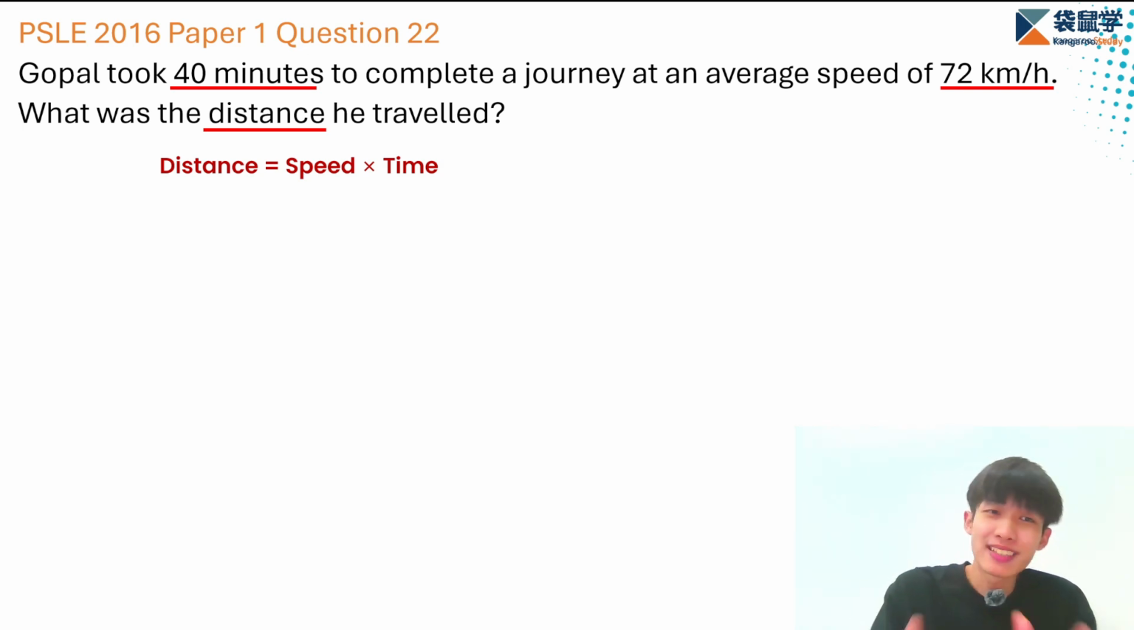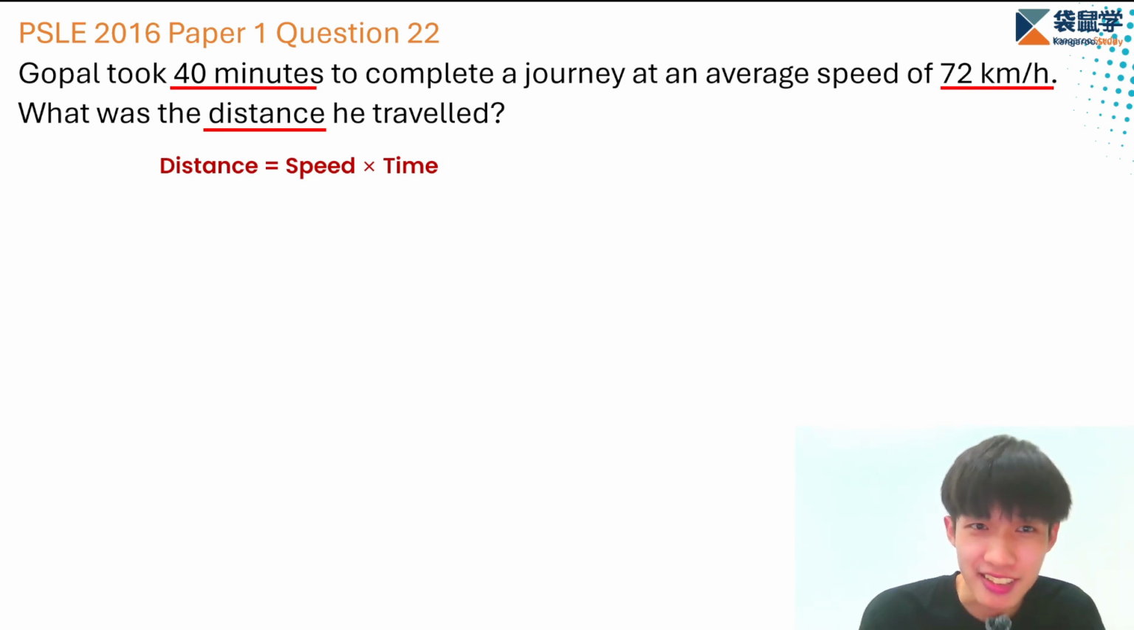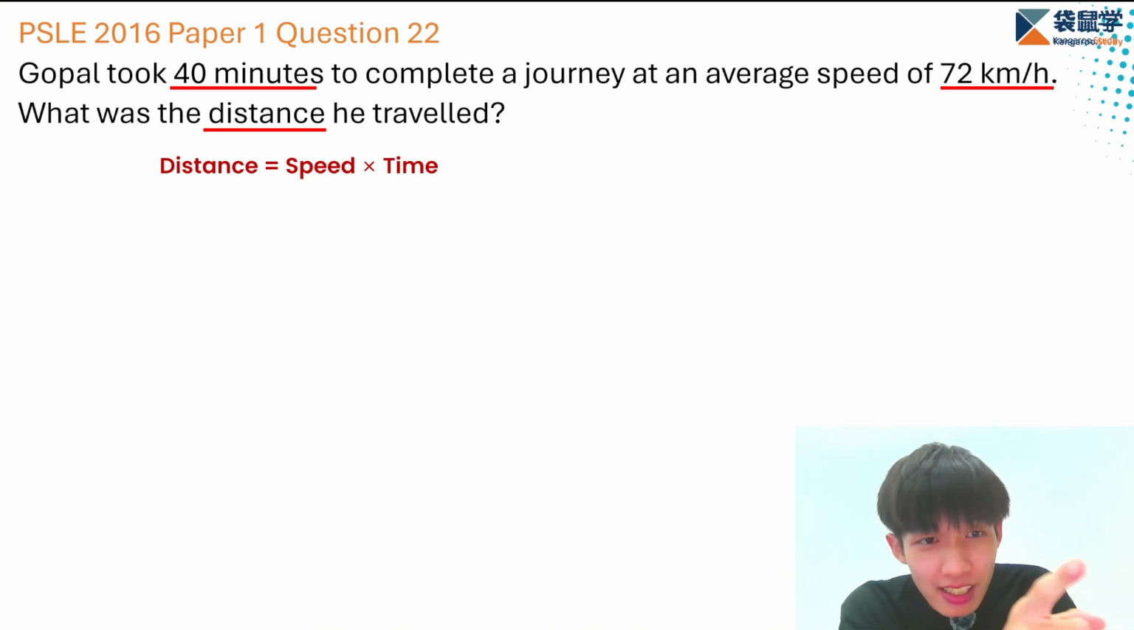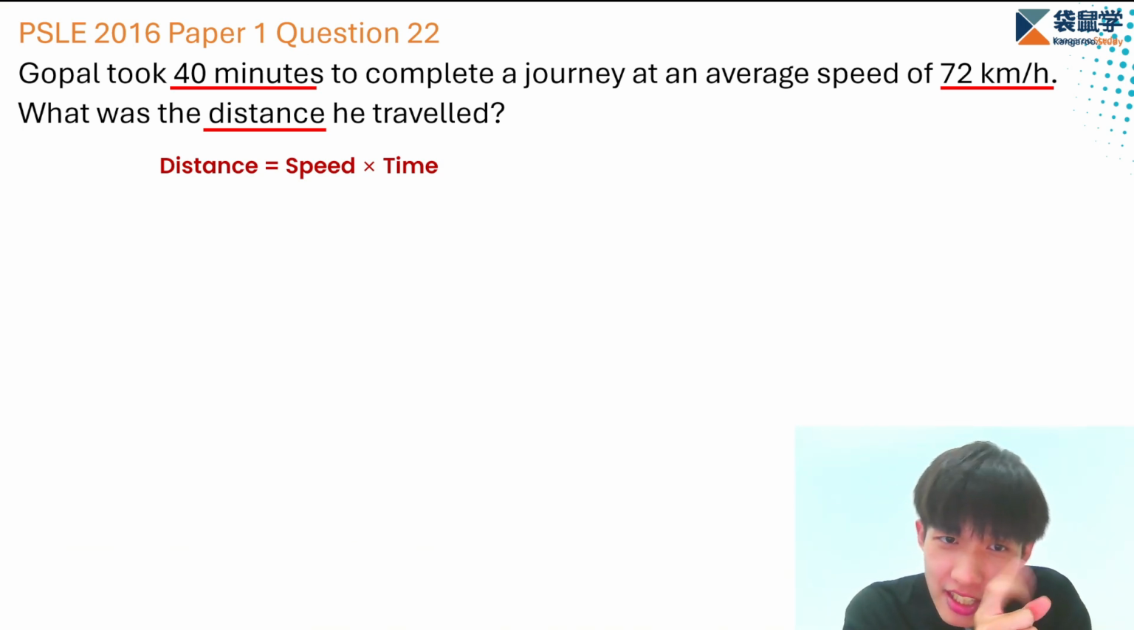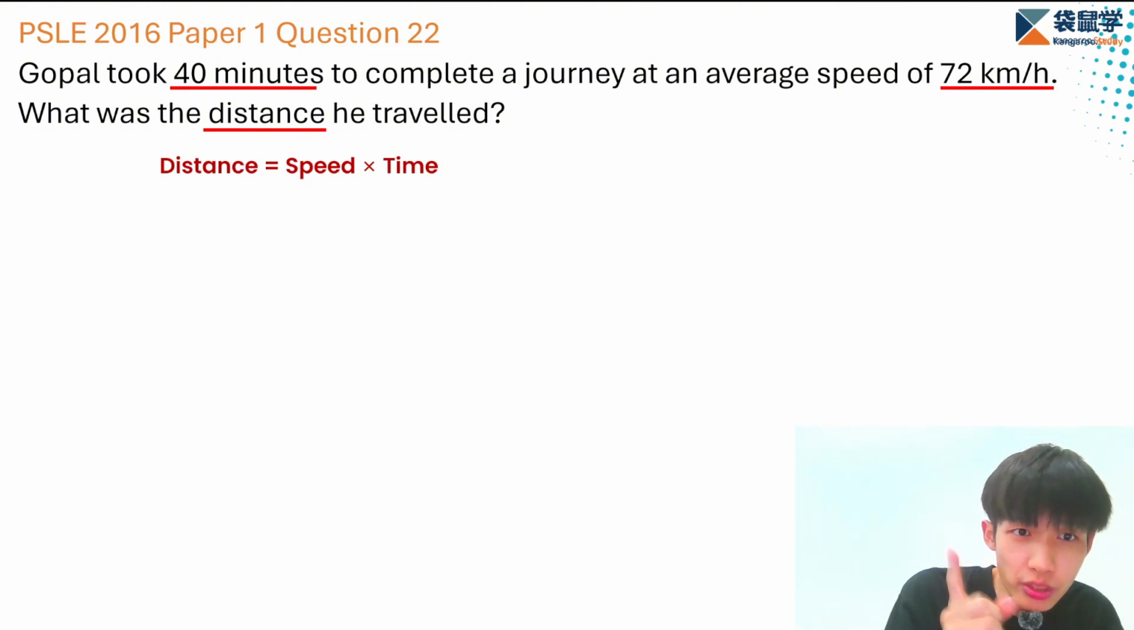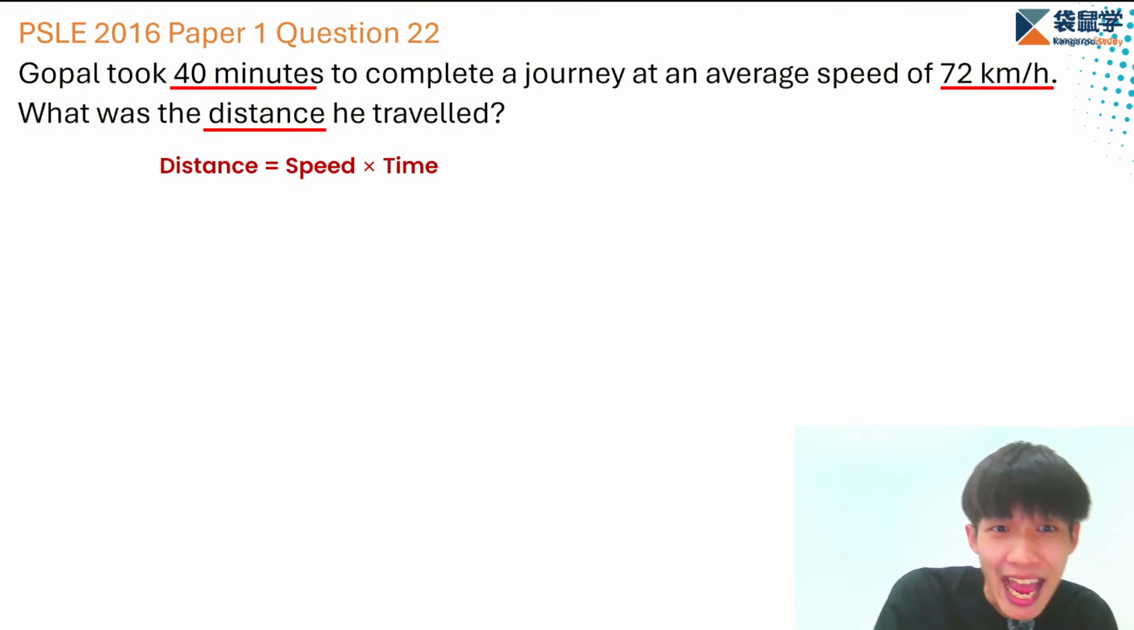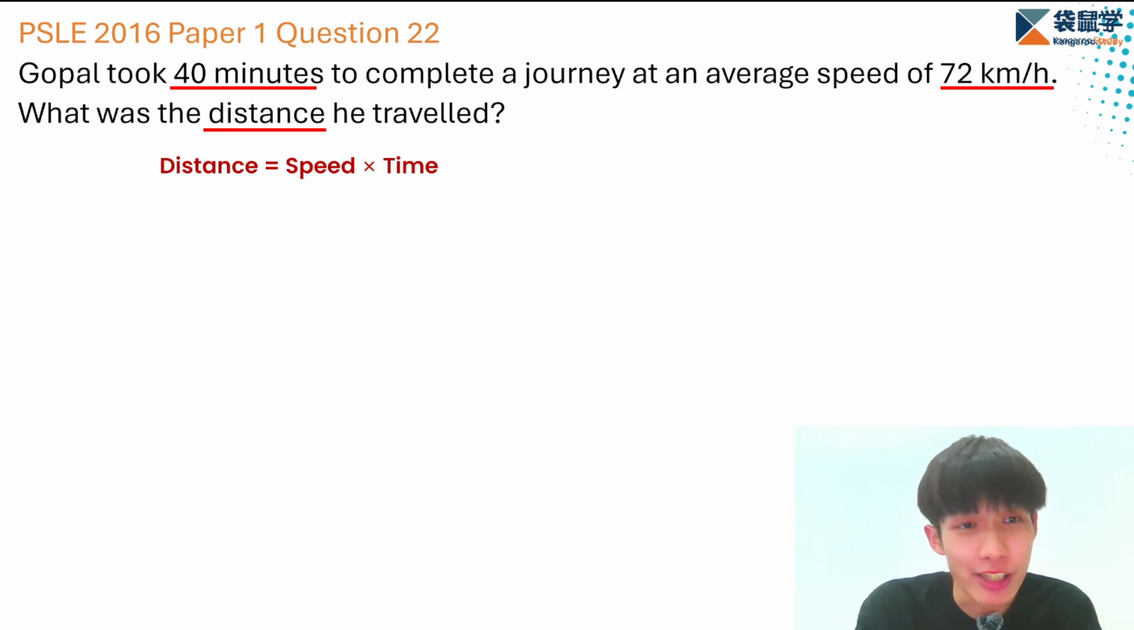So does it simply mean that we can multiply them together to give us the distance? Oh, the answer is no. And why is that? Because see, the time here is in the unit of minutes. But for the speed, what is it in the unit of? Kilometers every hour instead of every minute. So what should be the first step we do?